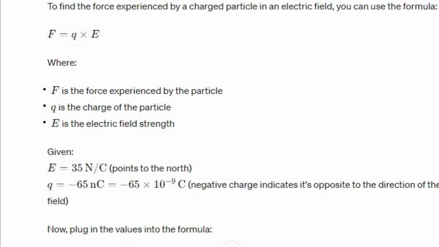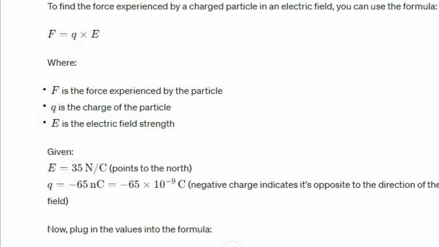To find the force experienced by the charged particle in an electric field, you can use the formula F equals Q multiplied by E, where F is the force experienced by the particle, Q is the charge of the particle, and E is the electric field strength. Given E equals 35 N/C pointing north, Q equals minus 65 nC, which equals minus 65 multiplied by 10 raised to power minus 9 C.